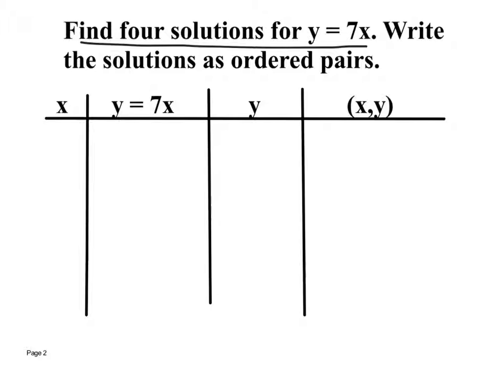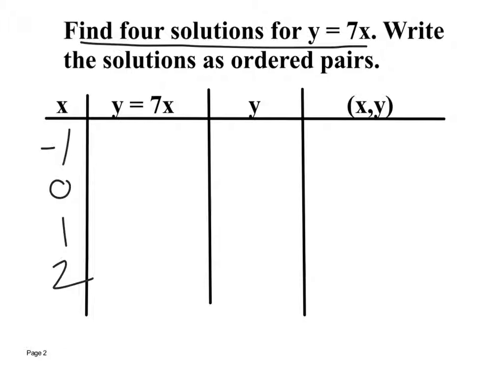I would just make a table just like this. Sometimes it will give you a table like this and it'll say finish the table. Sometimes it won't. If it does, just go ahead and write it just like this and finish it. If it doesn't, I would do the exact same thing. Now, sometimes on the tables that they ask you to finish, they're going to give you your x's: -1, 0, 1, and 2. If it just says find 4 solutions, you can pick whichever x's you want.